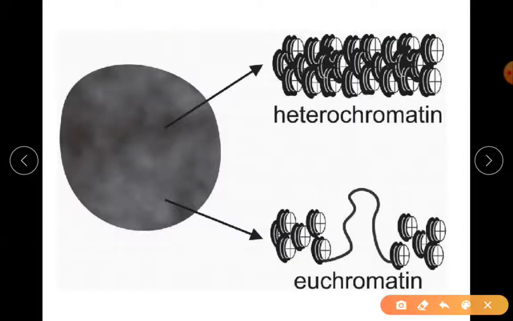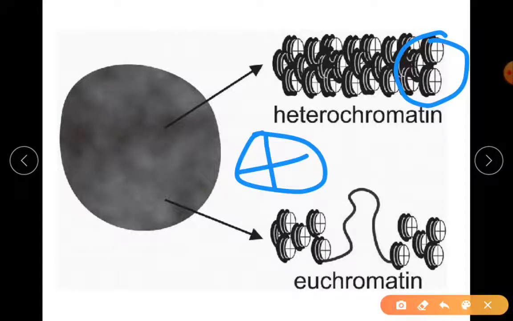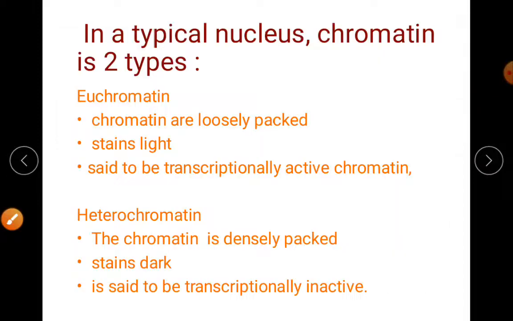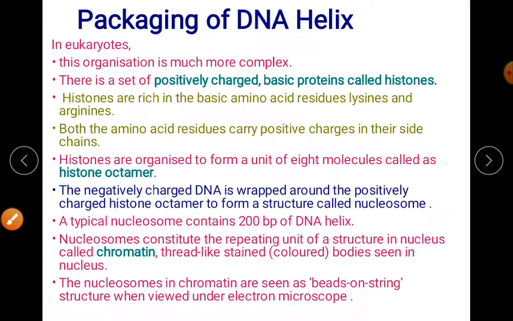So you can see how each circle is divided like this: 4 in front, 4 behind. Okay, so that's what they are trying to say. So how is the DNA packed?